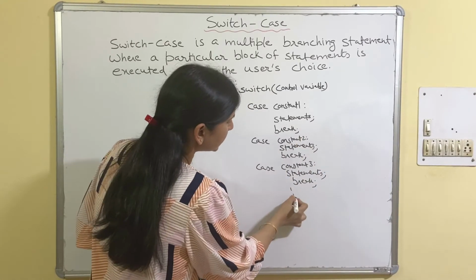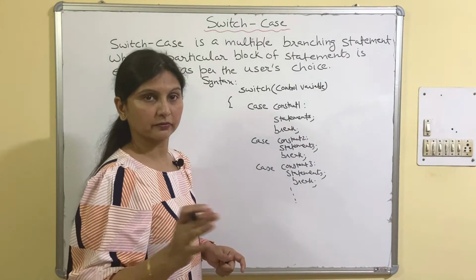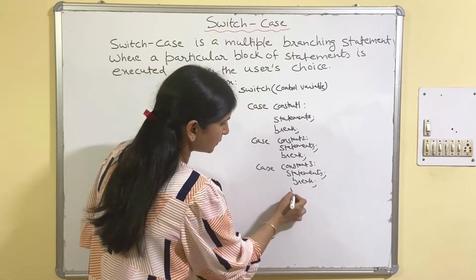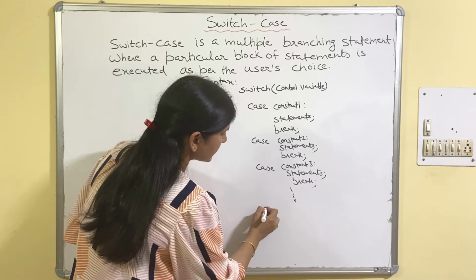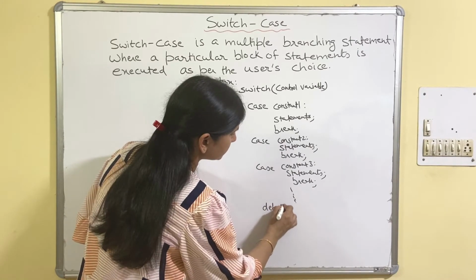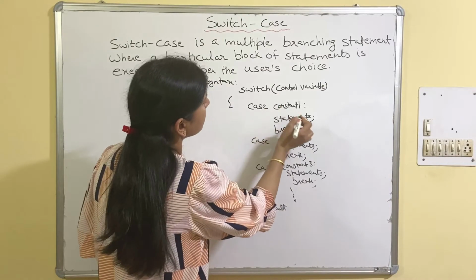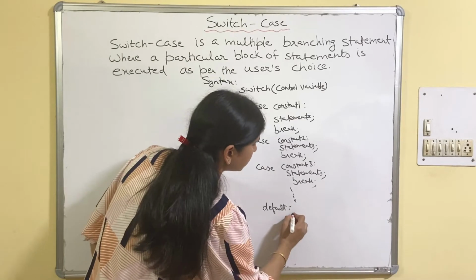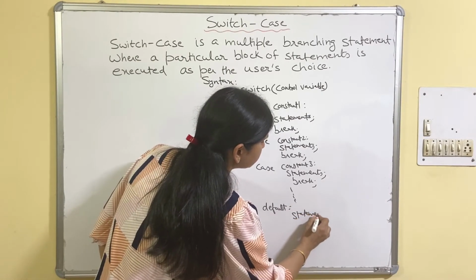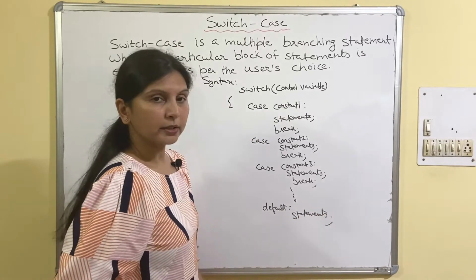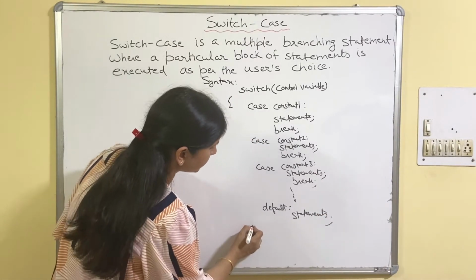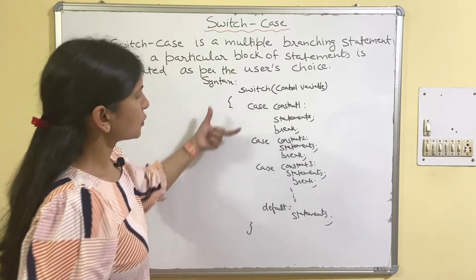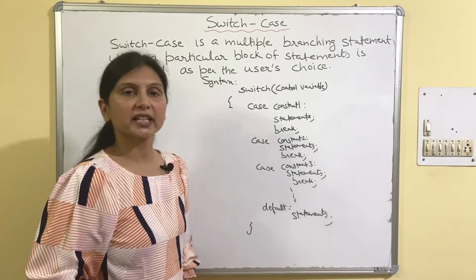So there can be any number of cases, no limitation. You can use as many as you need. I have represented them with dots. Then at last you will write the default. After the cases, at the end we will use default, then statements. No need of break here. I will tell you why. Then we will close the switch block. So this is the syntax of the switch case statement.